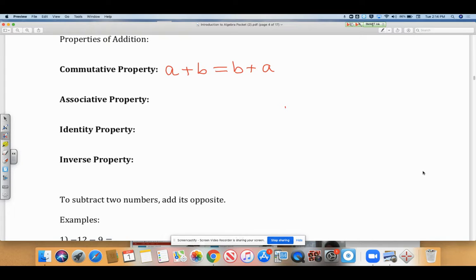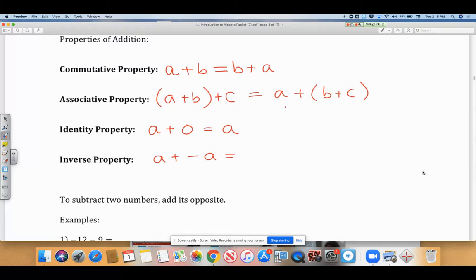The associative property means if you group certain numbers in parentheses and you add a number on the outside, like A plus B plus C, that's the same thing as taking A and adding it to the grouping of B plus C. The identity property of addition means you take any number A and you add 0 to it, and it's still itself. The inverse property means you take any number A, you add the opposite of it, which is -A, and it brings you to 0.